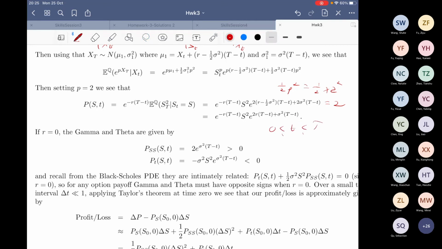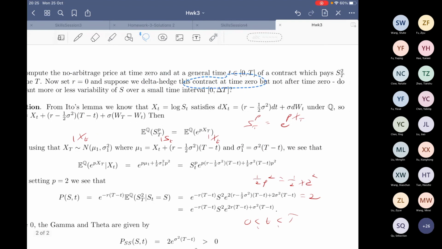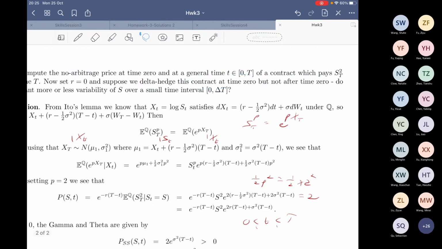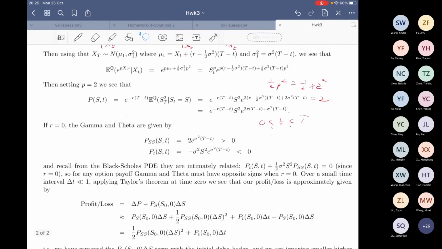So now you're being asked to compute the Greeks. Well, okay, I didn't actually read out that it says now set the interest rate equal to 0 for simplicity, and suppose that we delta hedge this contract at time 0, but not after time 0. So it's saying let's put a delta hedge in place at time 0, but we don't do any subsequent delta hedging after that time. And then the question is, do we want more or less variability of S over a small time interval 0 to t? Well, first of all, let's compute these Greeks.